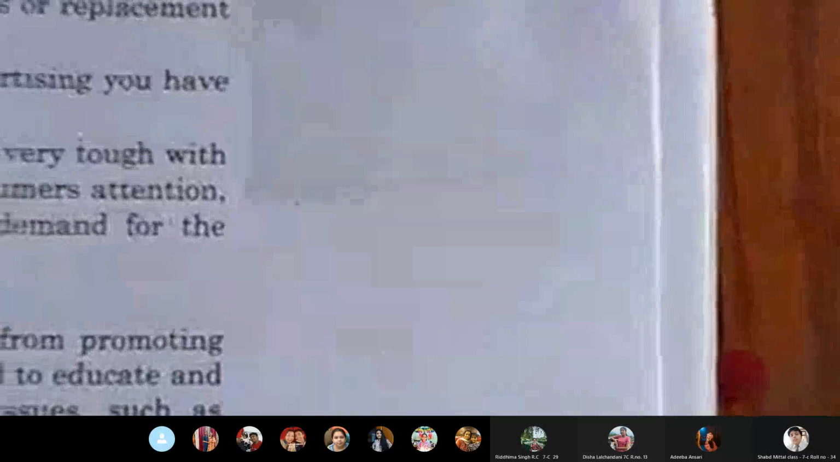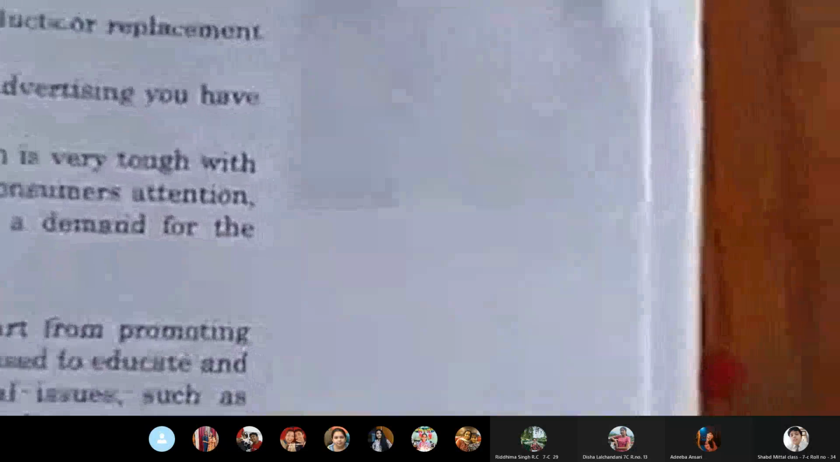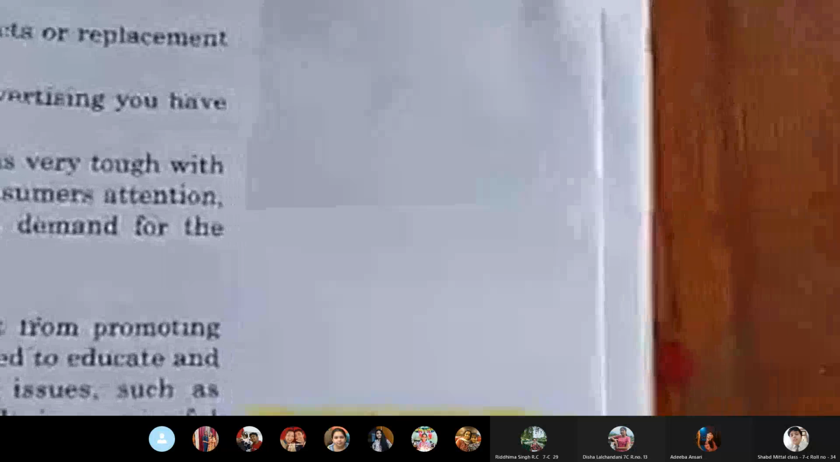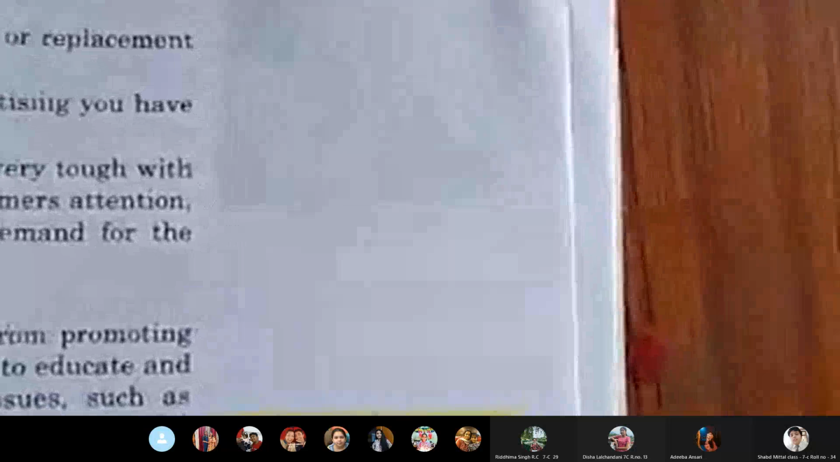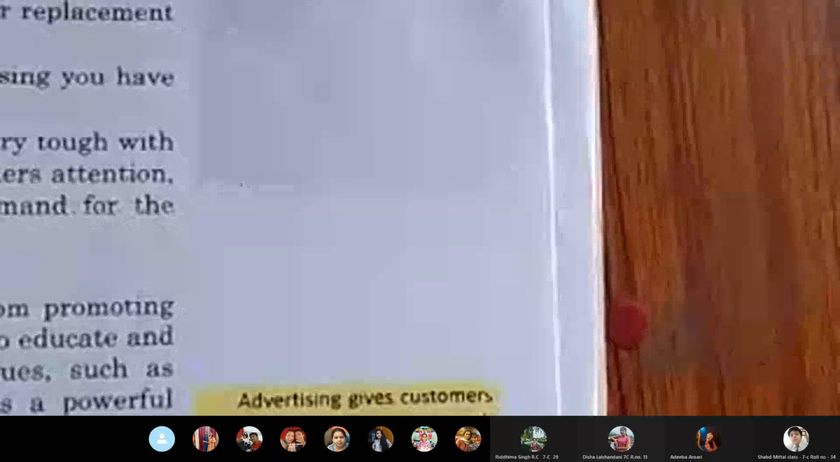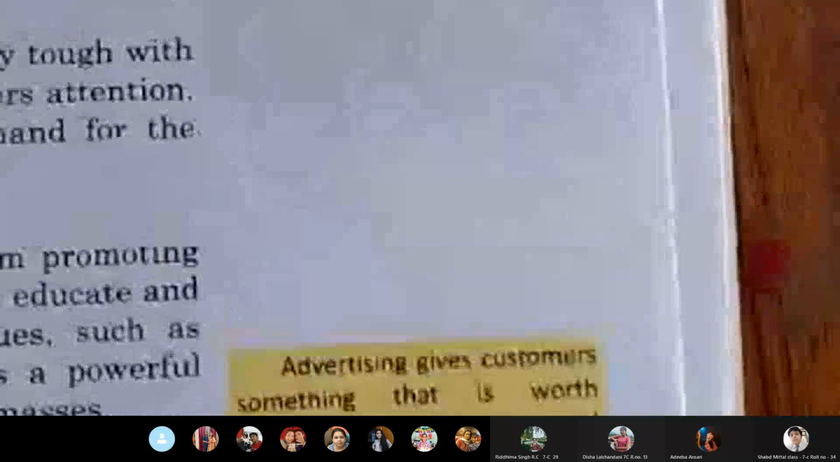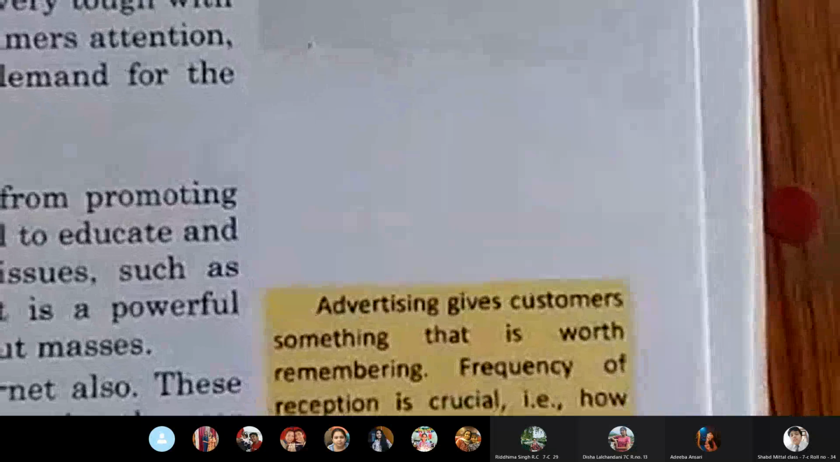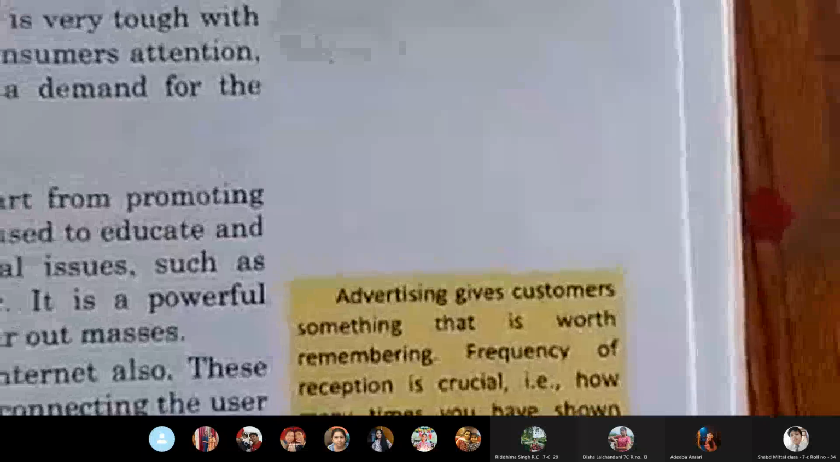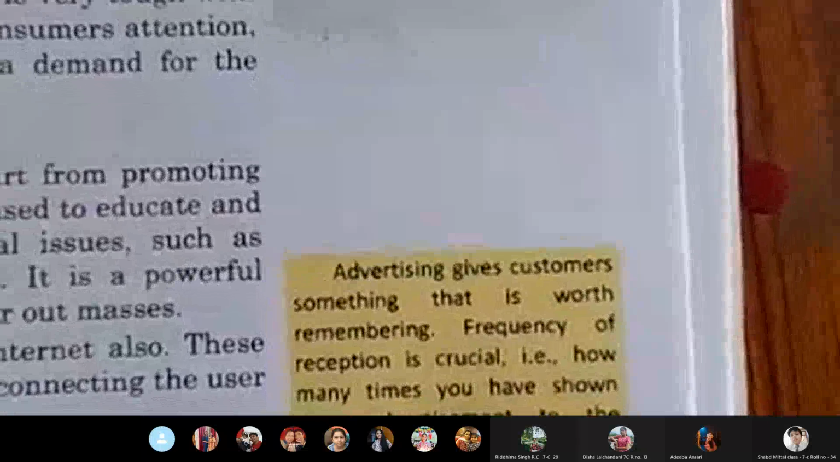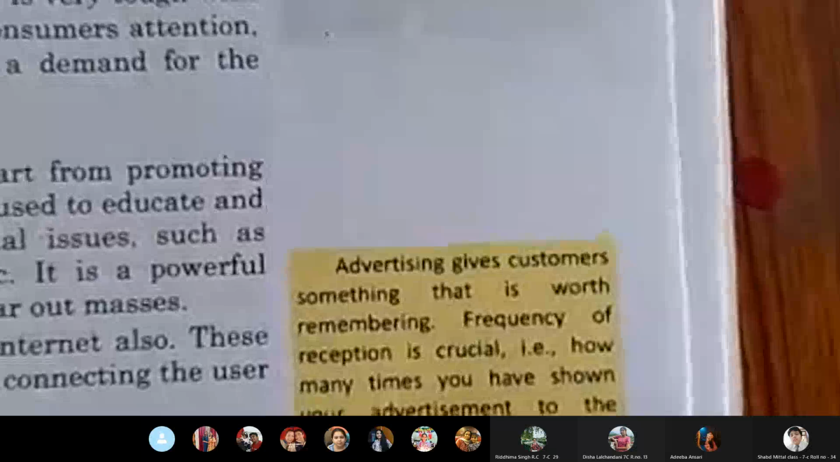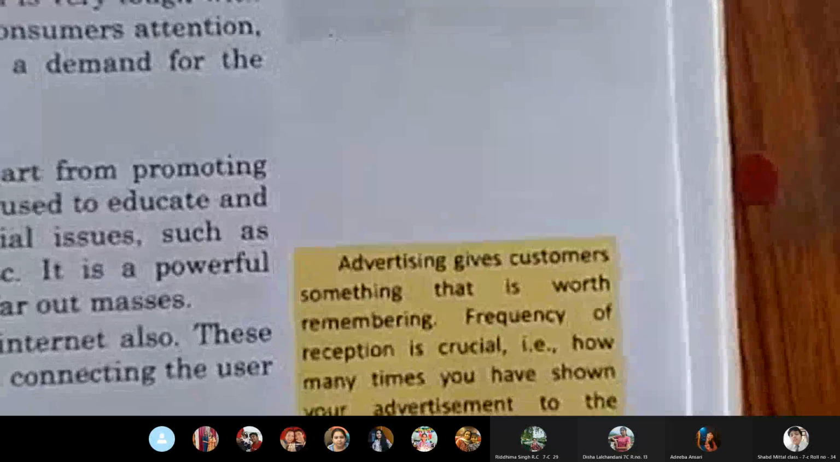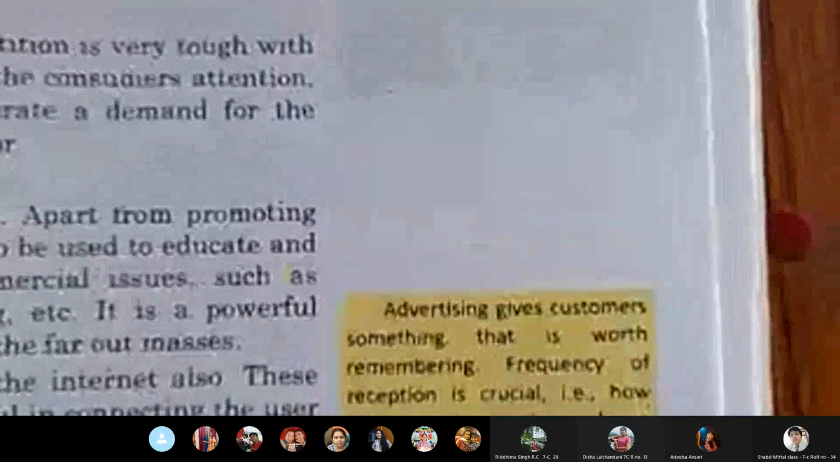Then we go on to this small little box here. Advertising gives customers something that is worth remembering. Frequency of reception is crucial. That is, how many times you have shown your advertisement to the audience to remember it is important. Now you see that repeatedly they show you the ads a number of times after every regular interval. Now when you see the ad repetitively, once you miss, twice you miss, but after a time comes when you just have a glance of the ad and the advertisement gets noticed by you. So it is the number of times it is repeated which makes a difference.